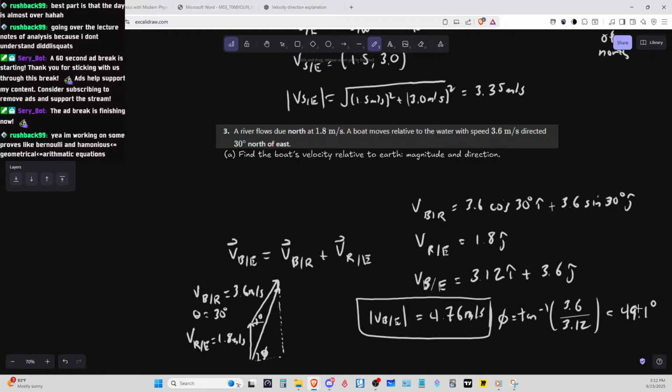Working on some proofs like Bernoulli, harmonic, geometric, and arithmetic equations. Oh, nice. I'm guessing you're doing an undergrad in mathematics, or are you doing a graduate program in mathematics? I'm guessing you're a student since you're studying, unless you're just a hobbyist like me who just wants to do it for fun.